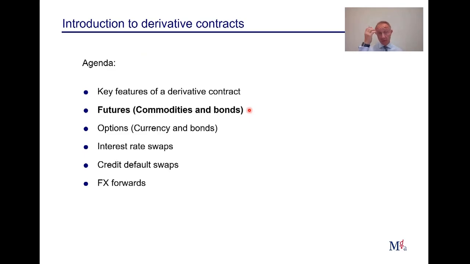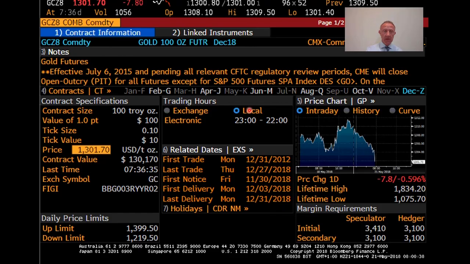Now let's take a look at futures contracts, in particular, commodities and bonds. We're going to start with gold because gold is easy. The price here of an ounce of gold is $1,301.7 per ounce. If we were long this contract, we're going to receive cash as the price of gold rises.